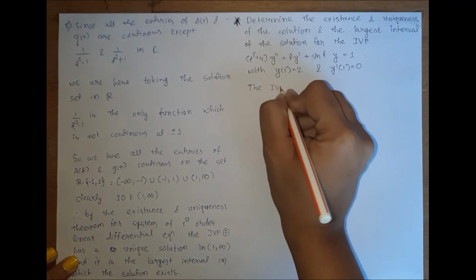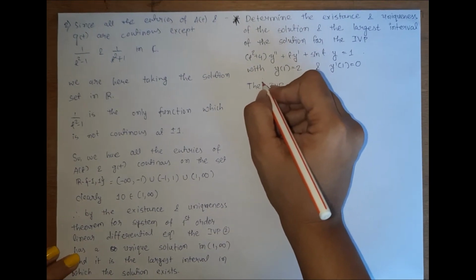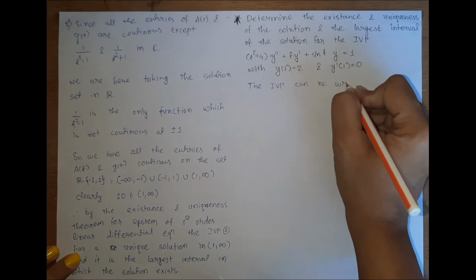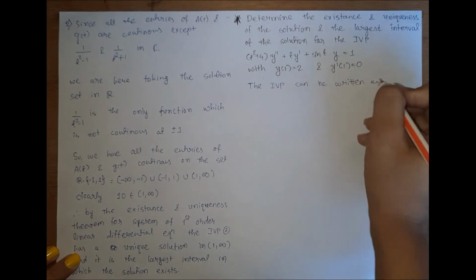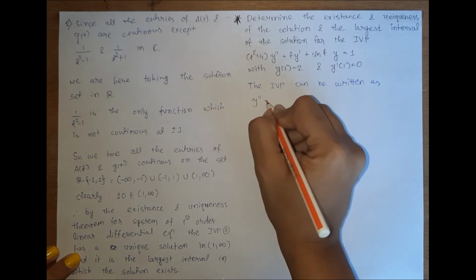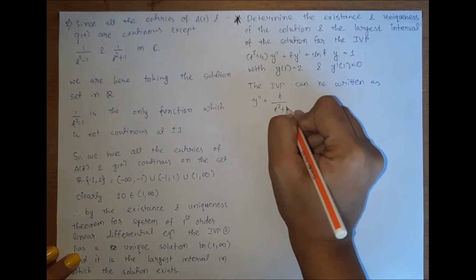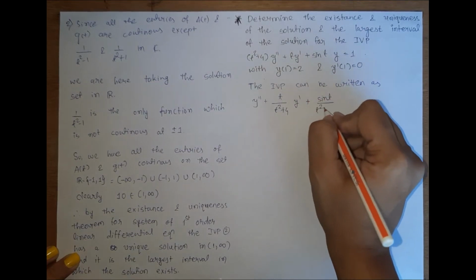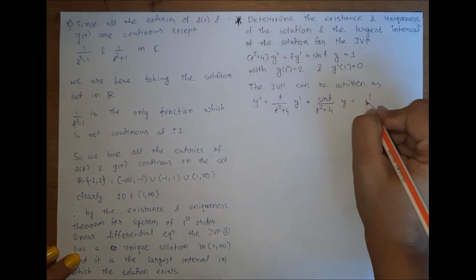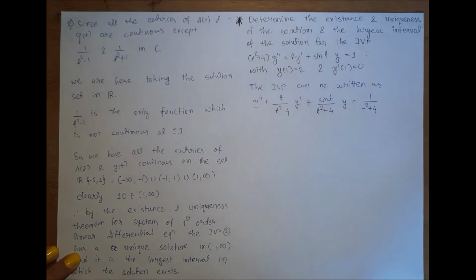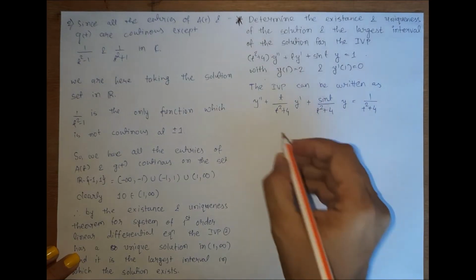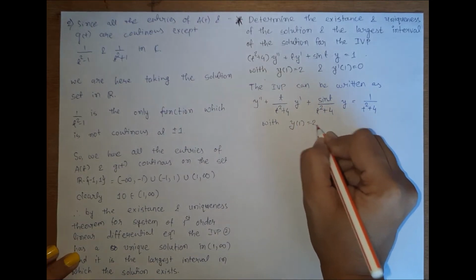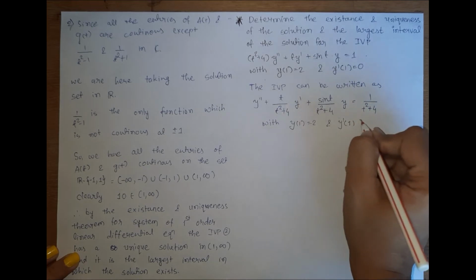The given initial value problem can be written as y double dash plus t upon t square plus 4 into y dash plus sin t upon t square plus 4 into y is equal to 1 upon t square plus 4, with initial value conditions y at 1 is equal to 2 and y dash at 1 is equal to 0.